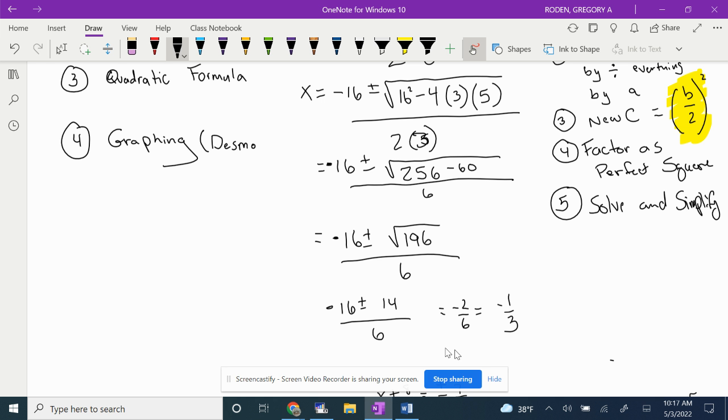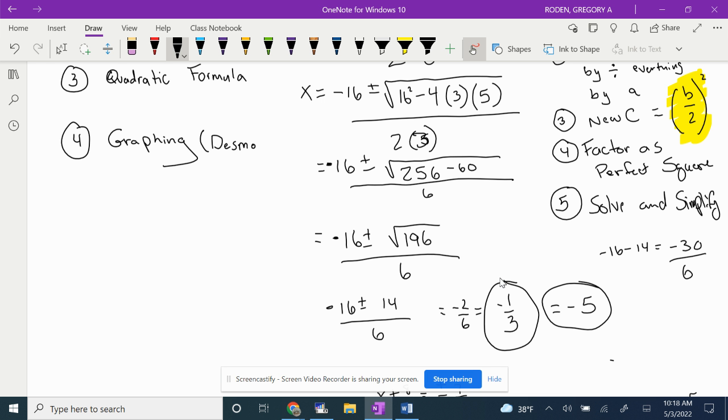Okay, now, what's negative 16 minus 14? Negative 16 minus 14. What is that? That's negative 30 over 6. And what is negative 30 over 6 reduced to? Negative 5. So there's our answers using the quad formula. Okay, does everyone understand that? I like the quad formula.